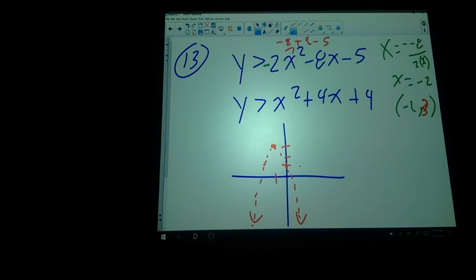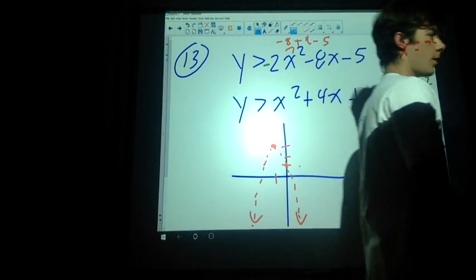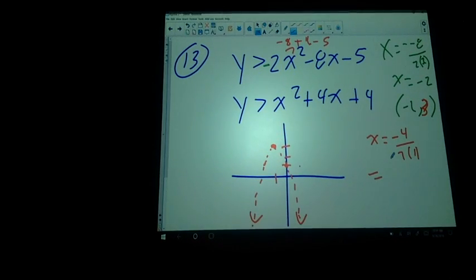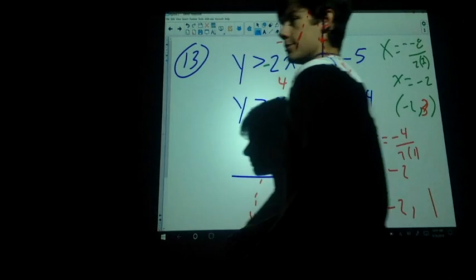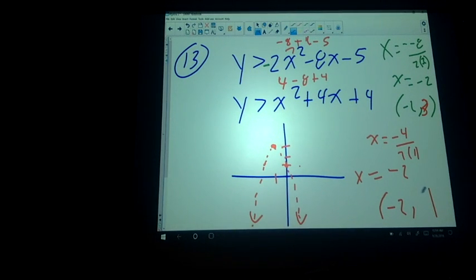And the second equation, let's see, I'm going to go x is equal to negative b over 2a. So I get negative 4 over 2, which is negative 2. So if I plug negative 2 in, negative 2 squared is 4 minus 8 plus 4. So that looks like 0, I believe. Agree? So negative 2, 0. Negative 2, 0 is here. And that's going to go right one, up one, left one, up one, dotted. Okay, so I think we could still use 0, 0 as our test point.